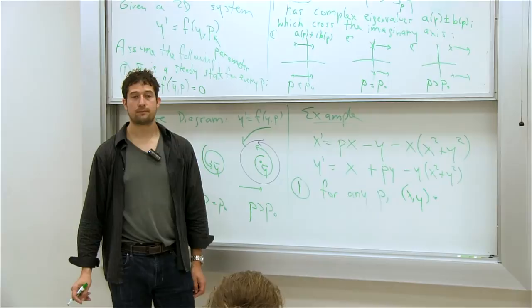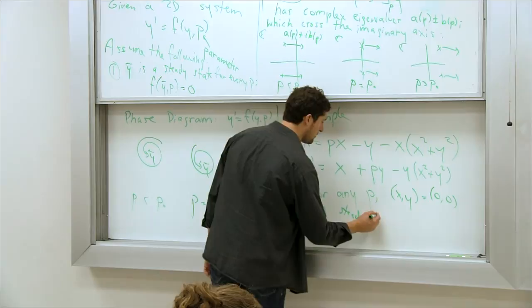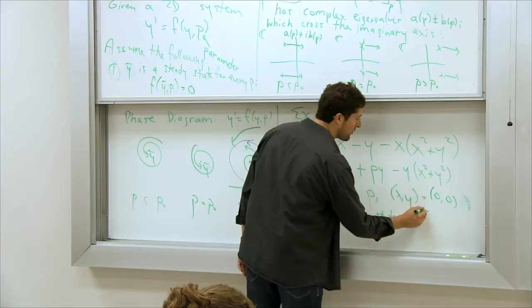Zero, zero. That's right. This is a steady state. So we're going to call this thing our selected steady state. I mean, we can call this thing, if you want, x bar, y bar.